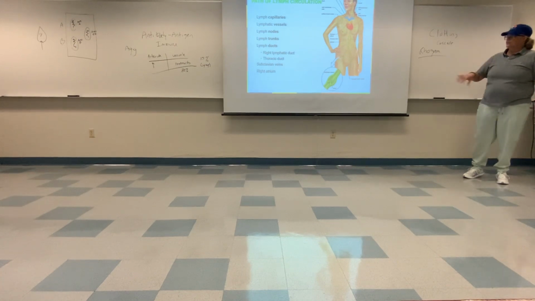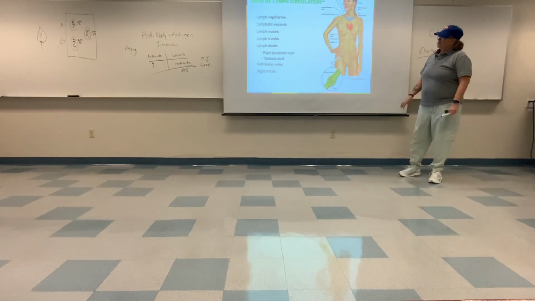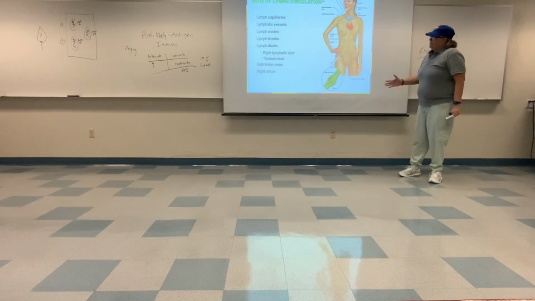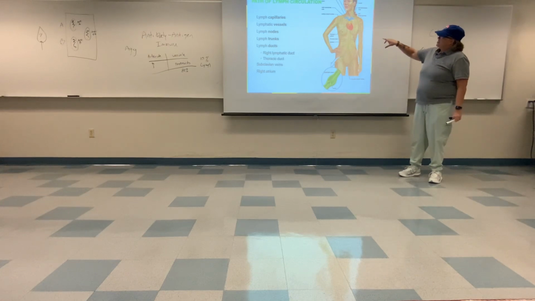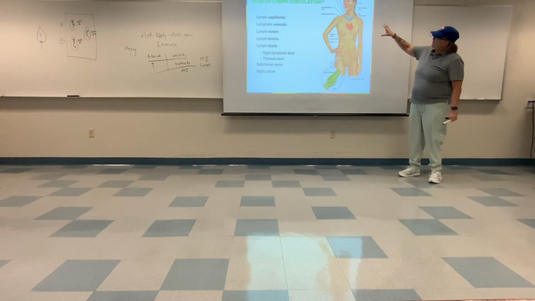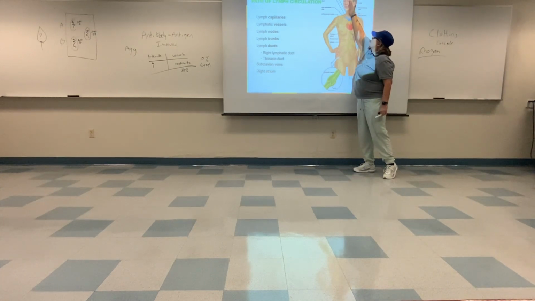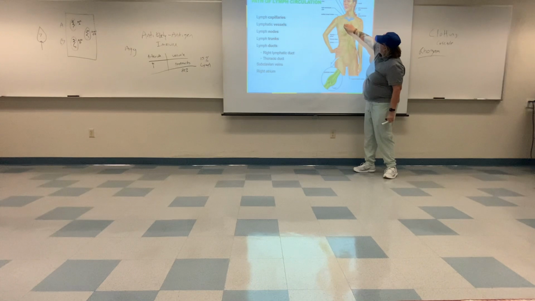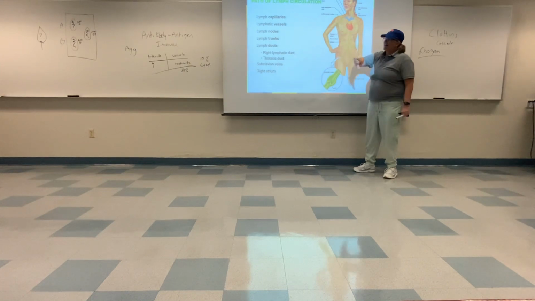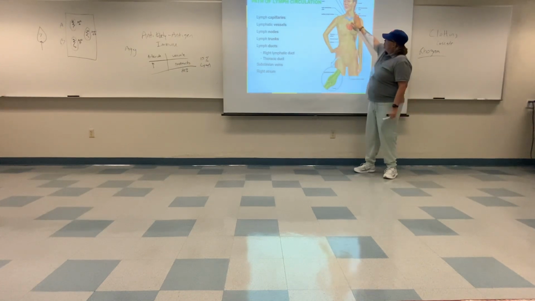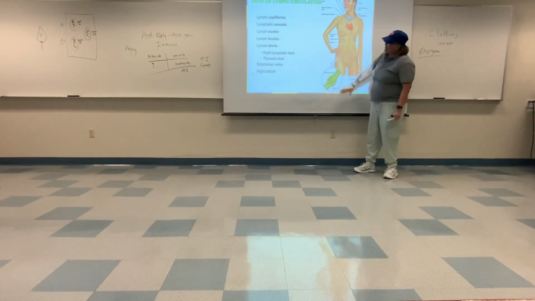It's like a castle. That's where the real defense is going to be, in those lymph nodes. Then we have lymph trunks and lymph ducts, the right lymphatic duct. The right lymphatic duct drains from the right side of the head, the right upper chest, and the right arm. That's all. The thoracic duct drains everything else.